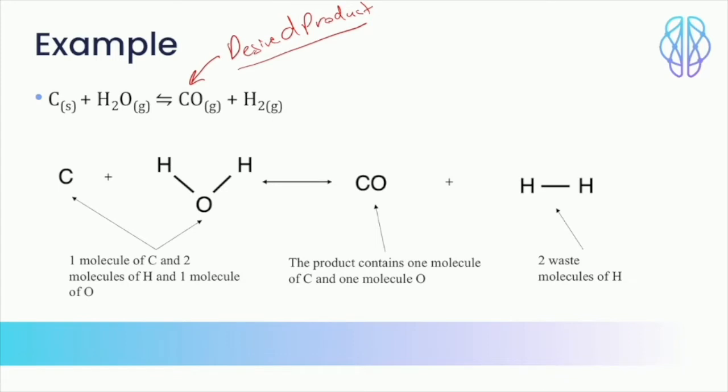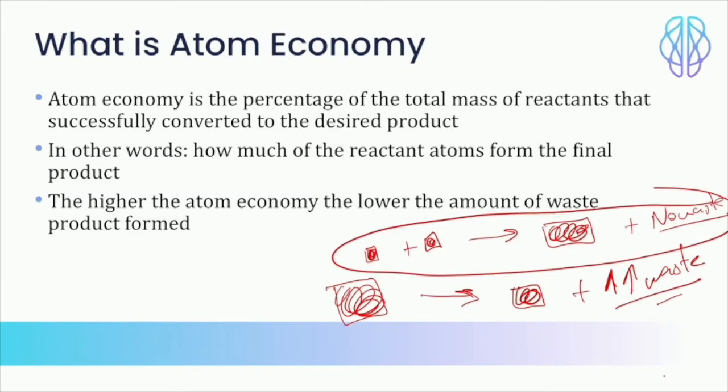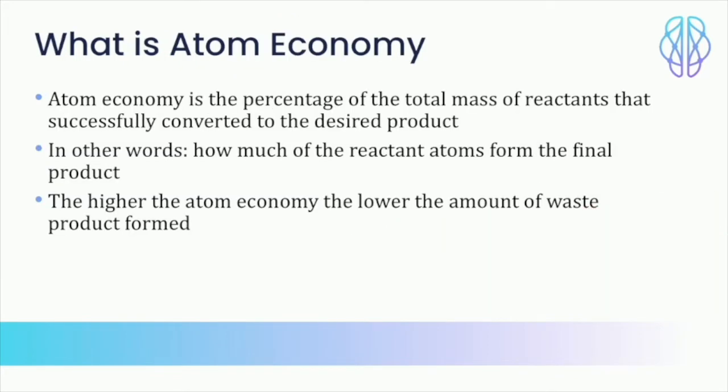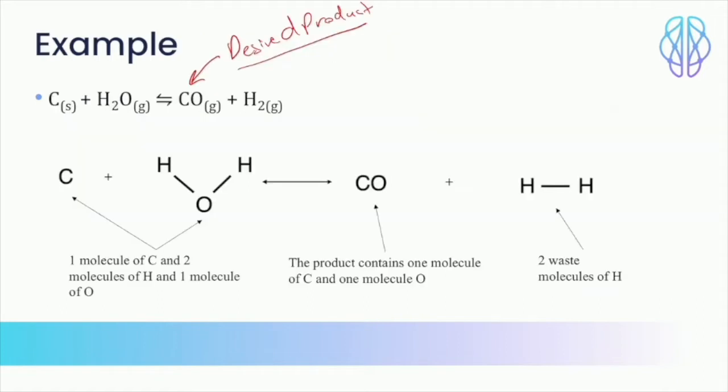So now let's apply our definition from the previous slide. Atom economy is the percentage of the total mass of the reactants that are successfully converted to the final or the desired product. So what do we initially start with? I've drawn the schema. On the left-hand side, we initially start with one carbon. So, let's keep a tally: we have one carbon, two hydrogens, and one oxygen. The hydrogen and the oxygen form the water, and the carbon is obviously carbon in the solid form.